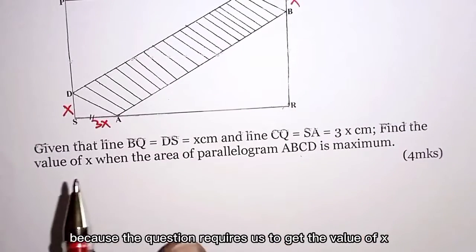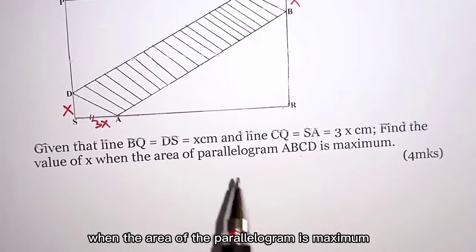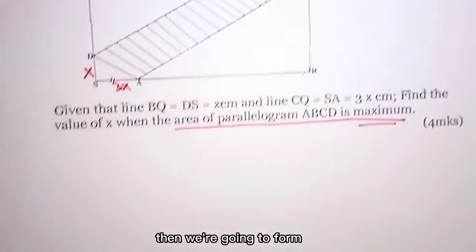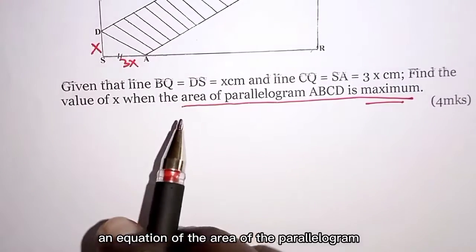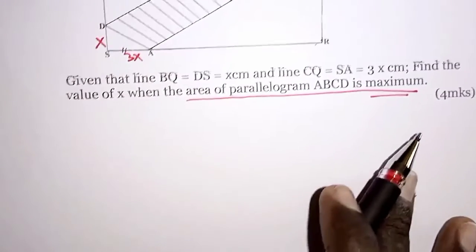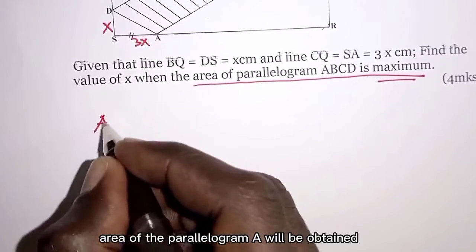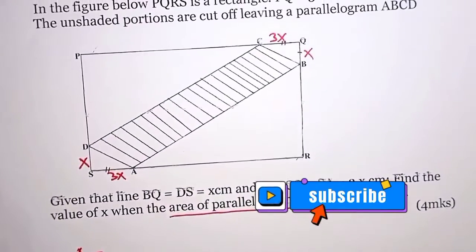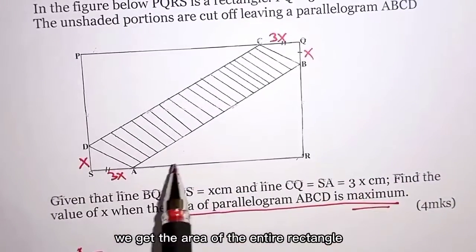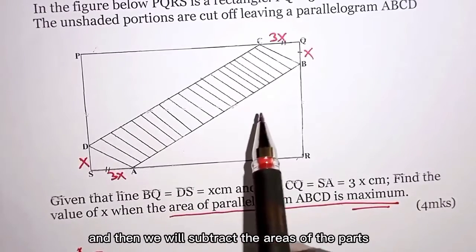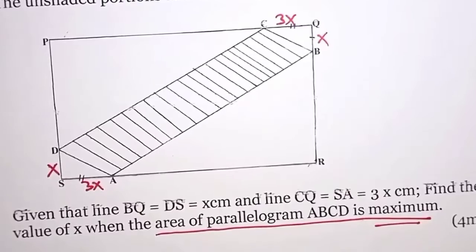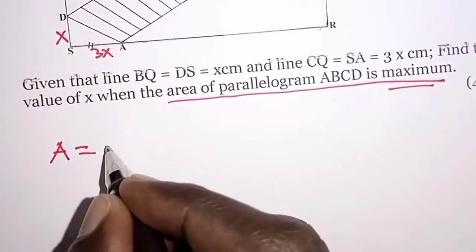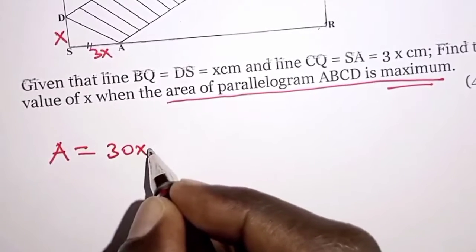Now, because the question requires us to get the value of x when the area of the parallelogram is maximum, then we are going to form an equation of the area of the parallelogram in terms of x. Area of the parallelogram A will be obtained as follows. We get the area of the entire rectangle, and then we will subtract the areas of the parts which were cut off. So we'll have area of the parallelogram, the length of the rectangle is 30 times the width of the rectangle, 10.